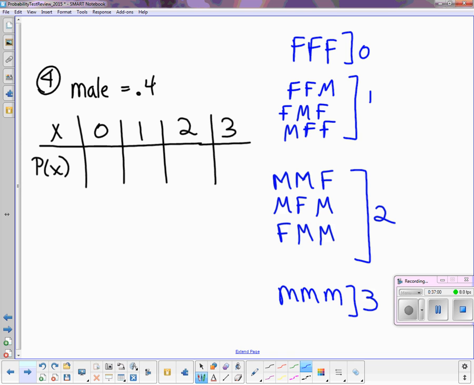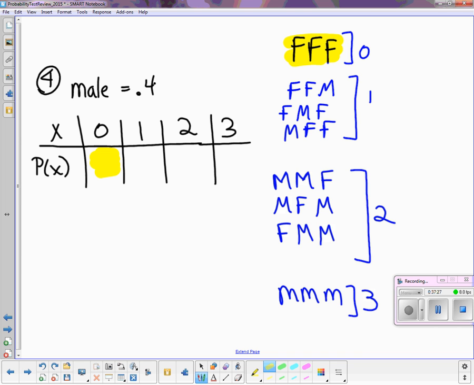All right, so I've created my sample space. I've listed all the possible outcomes. This is going to help me, because I know some things. Based on my sample space, I'm going to fill in the probabilities. The probability of having 0 males means I'm up at the top, so this probability is going to be found here.